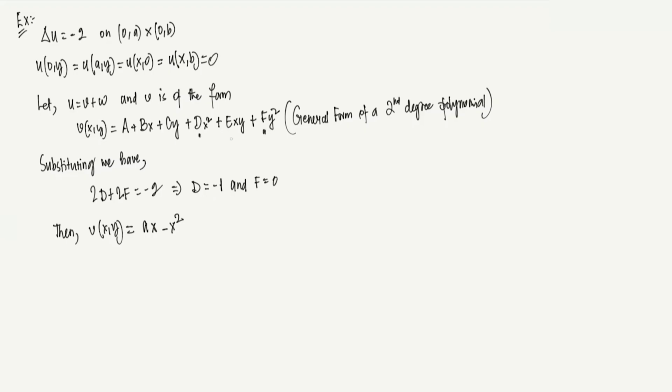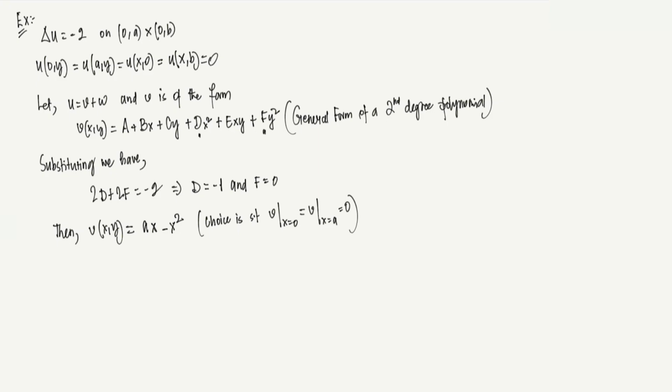The other remaining coefficients are arbitrary, right? They don't have any restriction on them. Clear? So what we are going to do is choose it in such a way that v becomes 0 on x equals 0 and x equals a. So this choice is such that v restricted to x equals 0 and v restricted to x equals a has to be 0. This is what we are choosing.